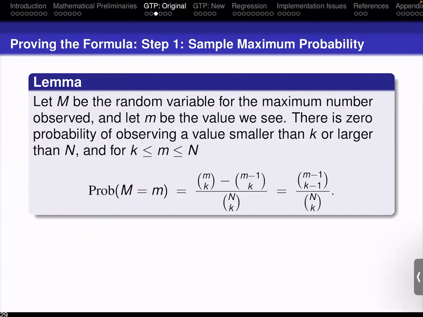So the next thing is we need to calculate the probability that the largest serial number is little m, given that we observe K tanks, and the number of tanks goes from 1 to capital N. And I claim the probability is just this difference of binomials divided by n choose k, which can be simplified. And there's a couple of ways to prove this.